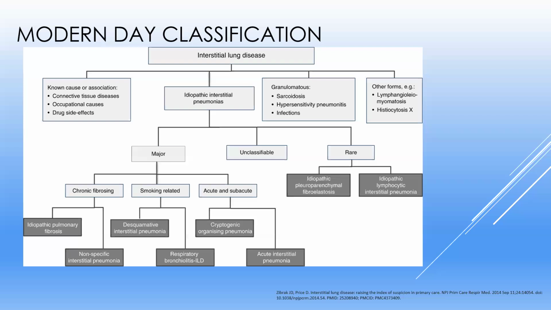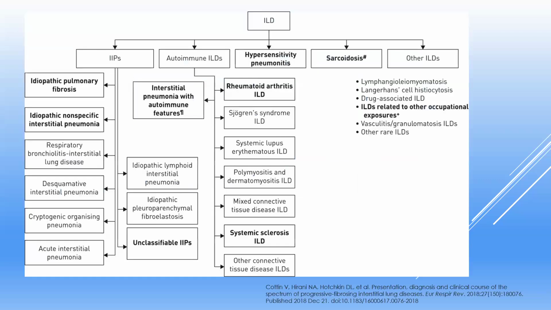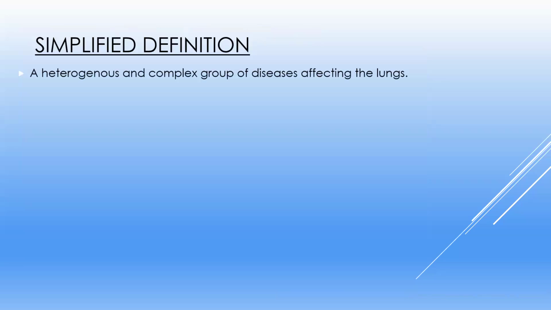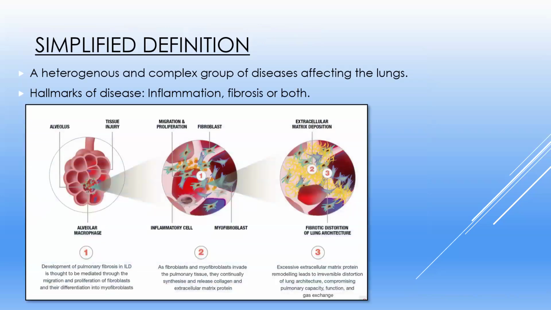Modern day classifications are actually quite complex. This is a classification put in the journal Nature. There's a lot going on here, but we'll try and break it down a bit more simply in the next slide. And this is how the ERS breaks it down. Very similar, but again, quite a lot to take in. Simply put, a simplified definition is a heterogeneous and complex group of diseases affecting the lungs, with the hallmarks of disease being inflammation, fibrosis, or a combination of the two. This is just a simplified diagram explaining the basic principles of inflammation and fibrosis, but we will go into the pathophysiology in a bit more detail later.